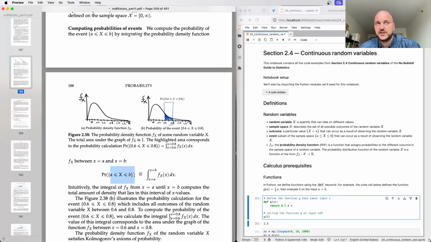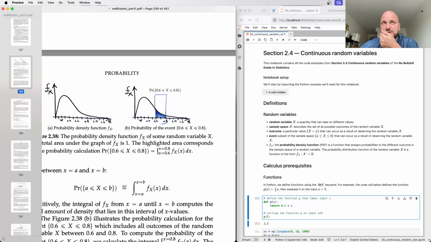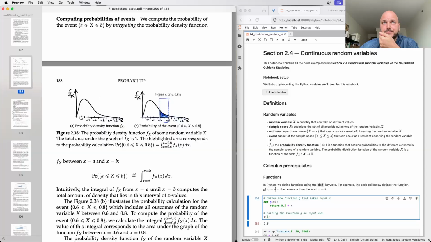So the probability of the event that the random variable x is between a and b is computed by calculating the integral from a to b. Here is the picture. The integral is the area of the blue region here. So previously computing probabilities required summations. Now computing probabilities is done using integrals.